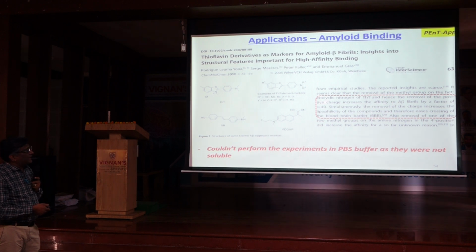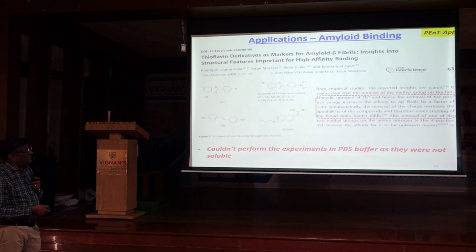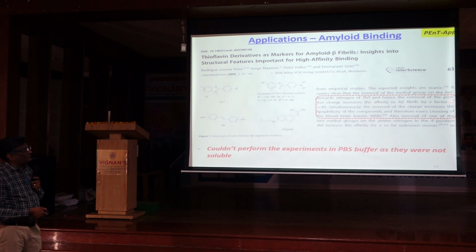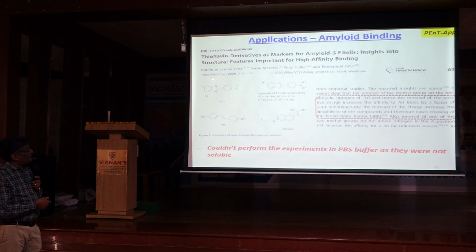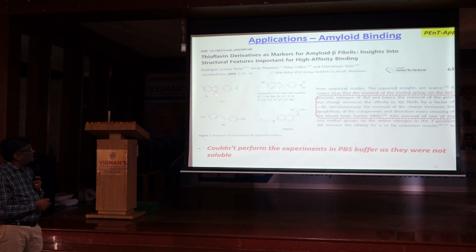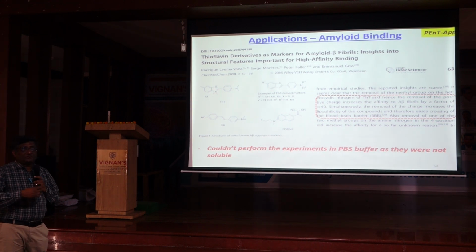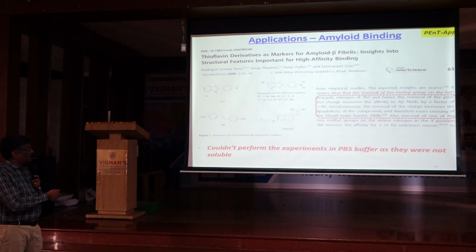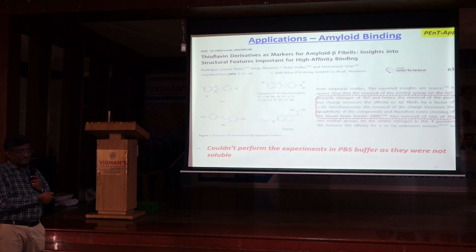It is written that the heterocyclic nitrogen of ThT, and hence the removal of positive charge, increases the affinity for A-beta fibrils by a factor of 40. So this is a very famous probe for amyloids called ThT, and because of this nitrogen, the positive charge on the nitrogen, it doesn't cross the BBB, the blood-brain barrier. So if you can remove this charge, you can actually use these systems for probes.